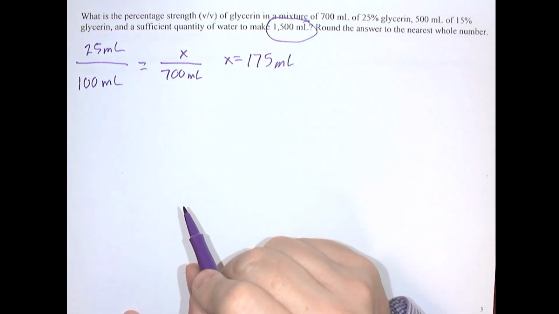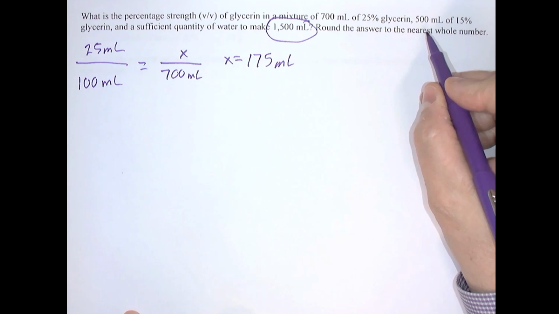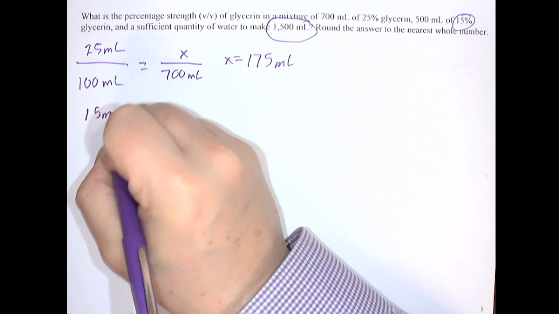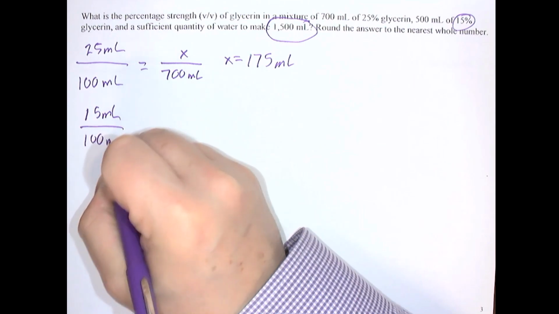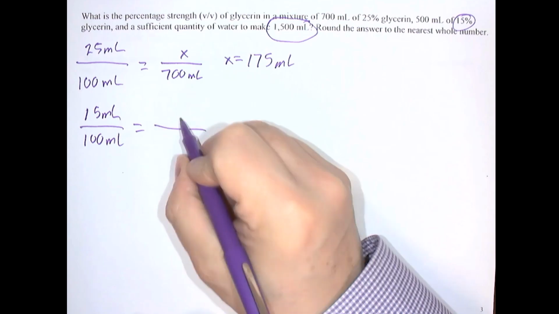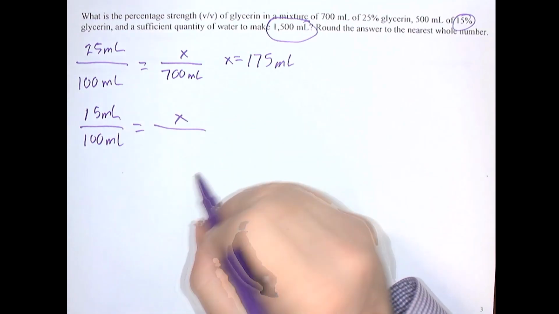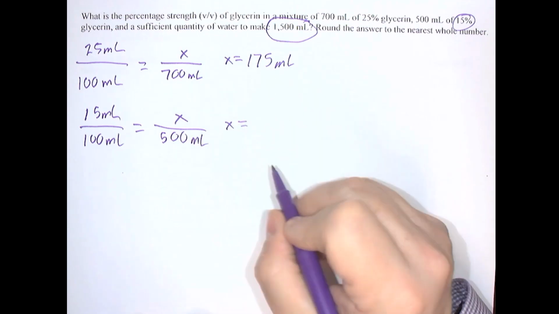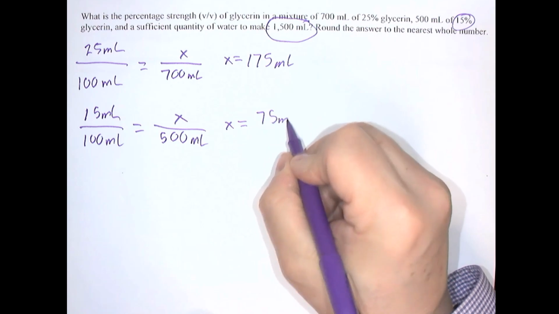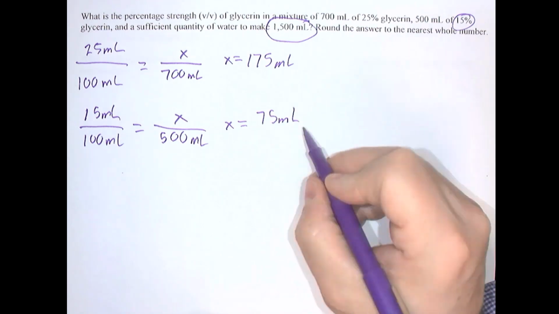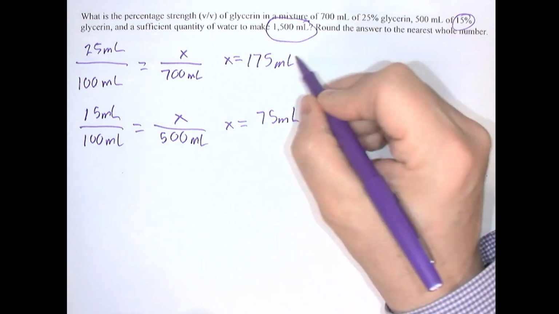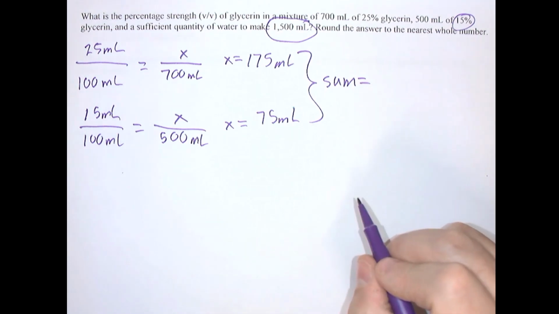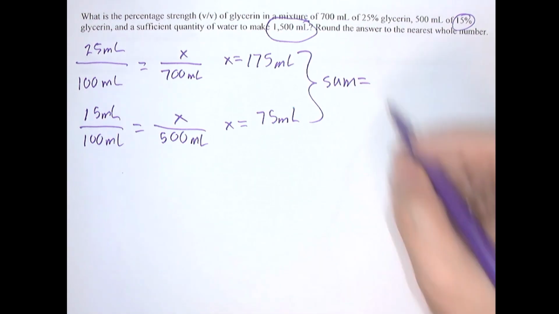Okay, and we'll do the same thing for the 500 milliliter solution, which is a 15% concentration. So that's 15 milliliters for every 100 milliliters. And of course, we need to find out how many milliliters it would be for 500 milliliters. Do our algebra, we solve for X, should get 75 milliliters of glycerin. And we're going to add these up. We'll find the sum. And we should end up with 250 milliliters.